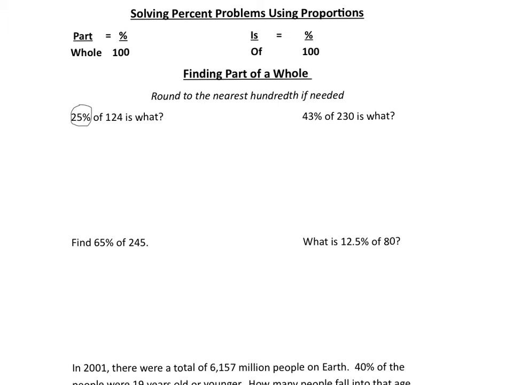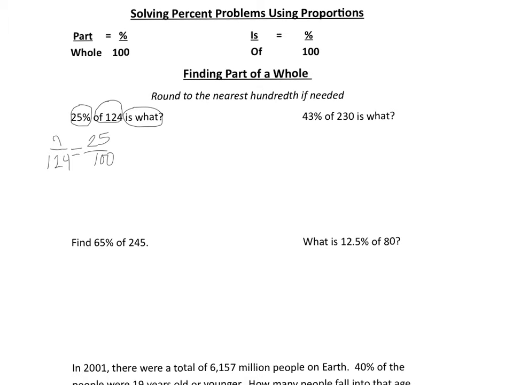I see 25% in our proportion. That's going to tell me that 25 goes over 100. We keep reading. Of 124. Notice that in is over of, 124 is on the bottom. Or you can think of it that 124 is your whole. And then it says is what? Meaning we want to know what the part is. So I'm going to use n for part.